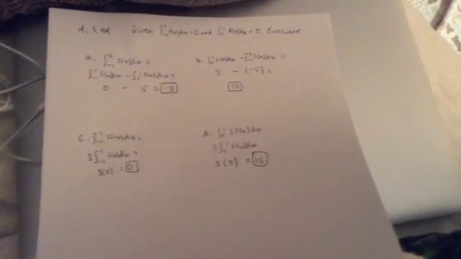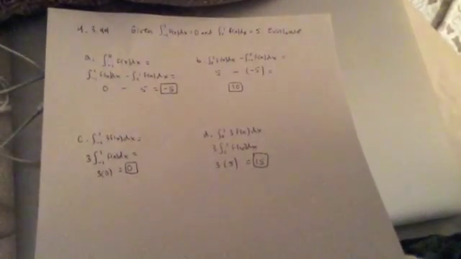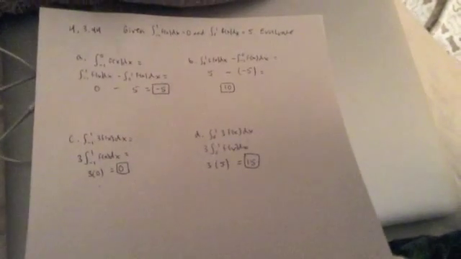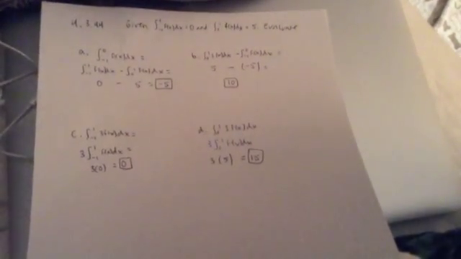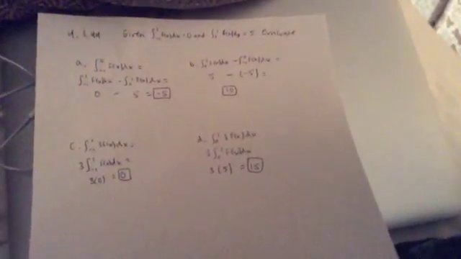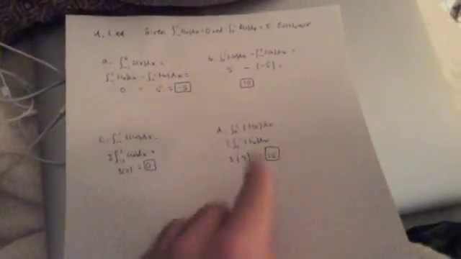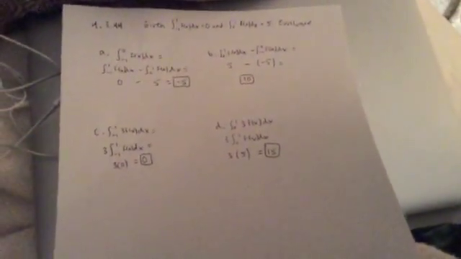On B, it asks for the integral from 0 to 1 of f(x) dx minus the integral from negative 1 to 0 of f(x) dx. Since you already know these values, you can just plug them in. So you have 5 minus negative 5, which equals 10.